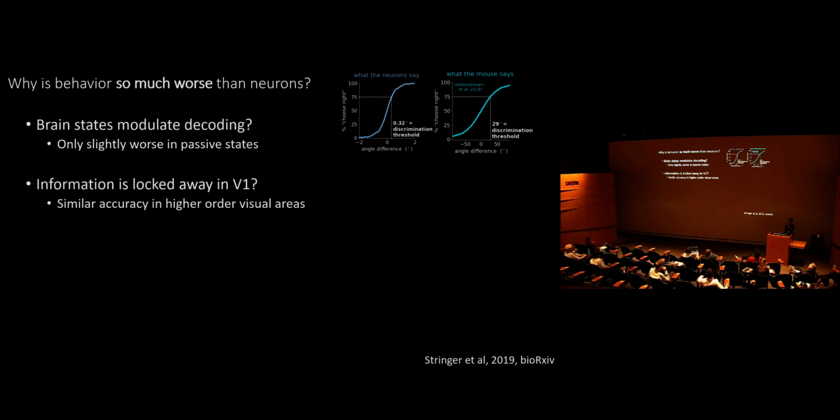We showed images between 43 and 47 degrees, and we got the same performance of 0.3 degrees. So this information does at least leave V1 and get to higher order visual areas. I mean, the question is where it goes from there, but that's obviously for future work.